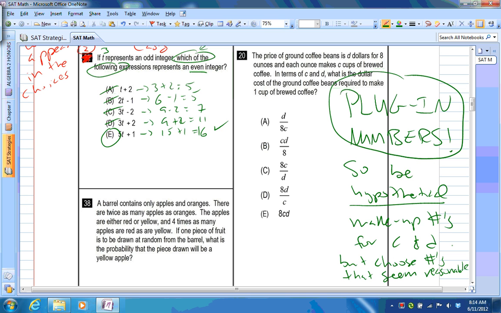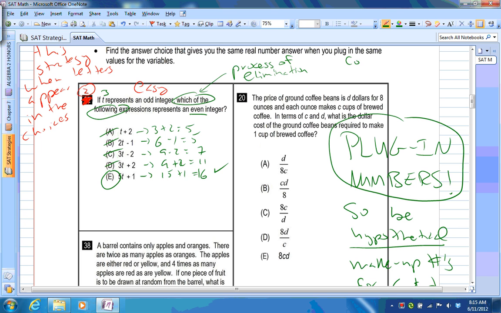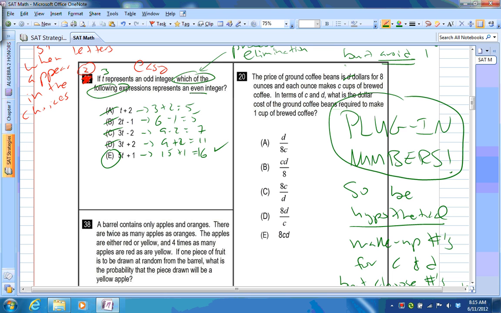Like, for example, I'm not going to say it's going to be $1,000 for 8 ounces of coffee. That's just outrageous. You could say it's $1 for 8 ounces. So you could choose D equals 1, but avoid 1. We'll talk about that when I see you on Tuesday. But avoid 1 because what you'll notice is if you use 1, more than one answer could potentially work. We'll talk more about that on Tuesday again. So let's say D is 8. And let's say C is 2. So $8 for 8 ounces, and each ounce makes 2 cups.